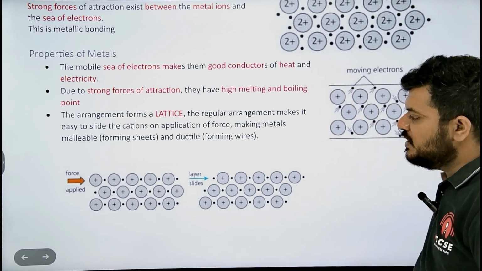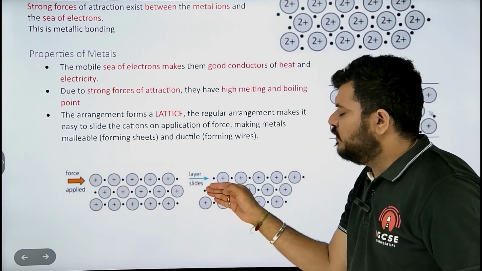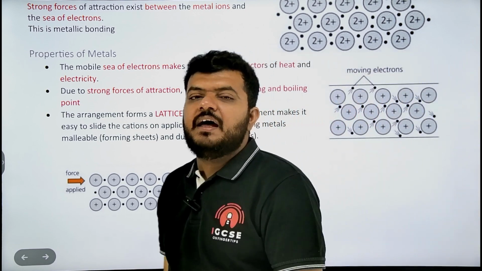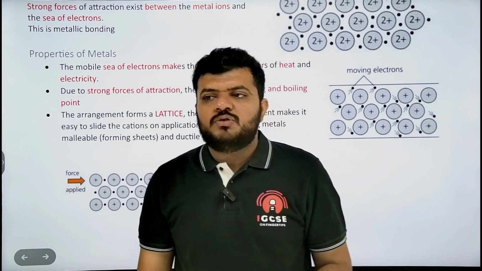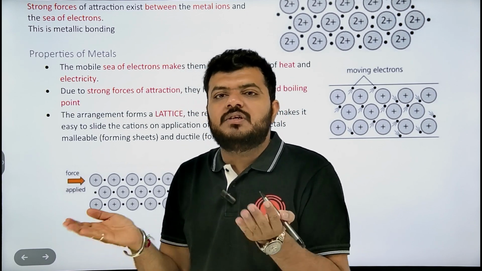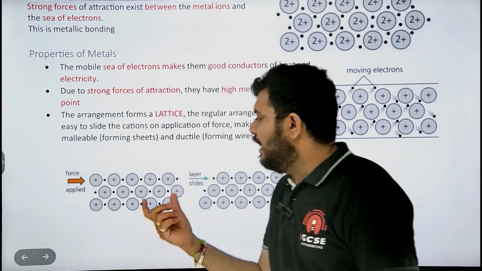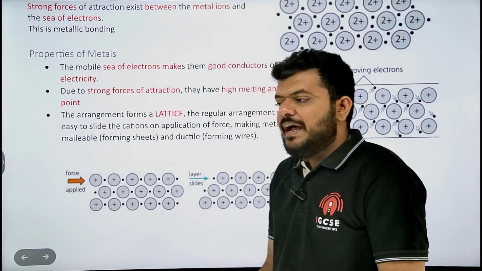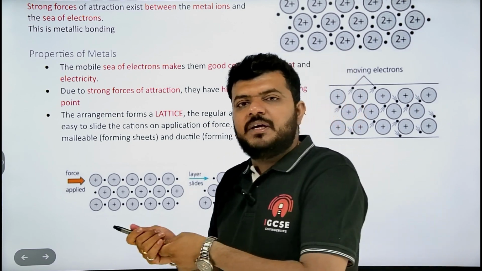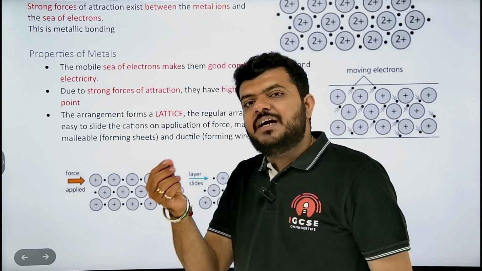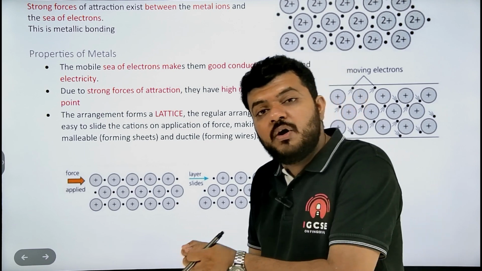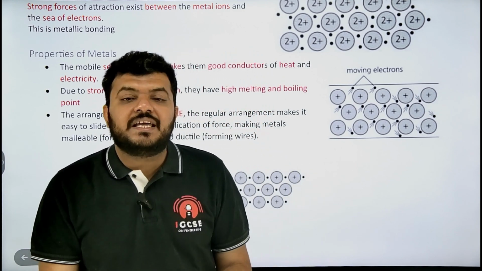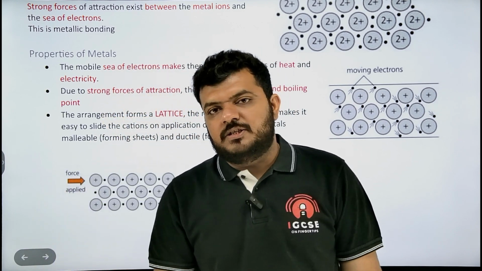This lattice can be slid over each other. See, if I apply force over here and here, these layers will start sliding over each other, which will make them have ductility and malleability. So I can hammer a metal and make it into a thinner sheet. That is malleability. When I am hammering, I am applying force and asking these cations to slide over each other. When I am pulling the metal, let's say there is a metal rod, the rod will start becoming thinner and thinner. I am drawing it into wire. That is ductility, right? That also happens because these cations can slide over each other.